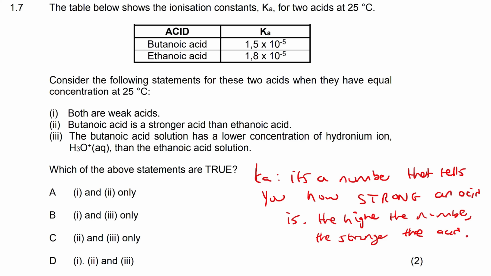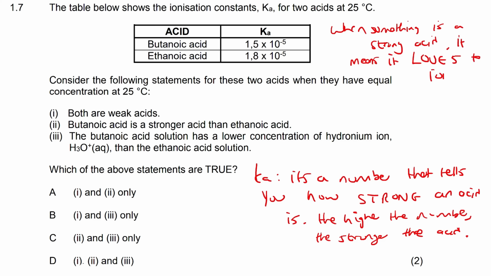Okay, and when something is a strong acid, it means it loves to ionize. That means that when you put a strong acid in water, for example, it will react with that water like crazy, and it will give away its hydrogens or its protons, and it will cause lots of H3O pluses to be produced. For example, HCl is a strong acid, so when you put it in water, it loves to ionize.